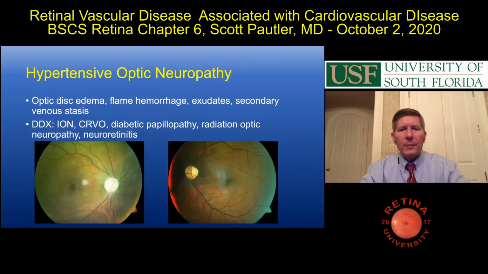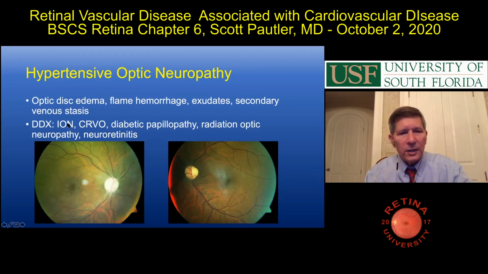Now, neuropathy is often seen along with choroidopathy. And again, in an acute phase of acute hypertensive optic neuropathy, you'll get hypertensive changes. So it's generally not a puzzle as to what's the cause of the optic neuropathy. Acutely, you'll get disc edema, flame hemorrhages, exudates, and then you can get a secondary dilation of the venous tree just due to the disc edema.